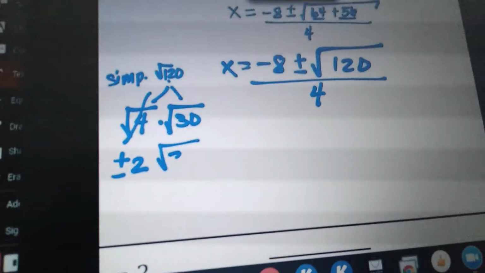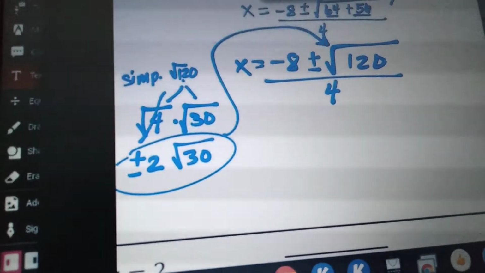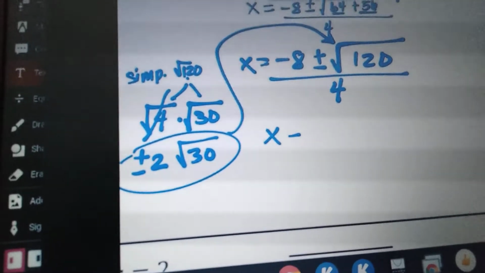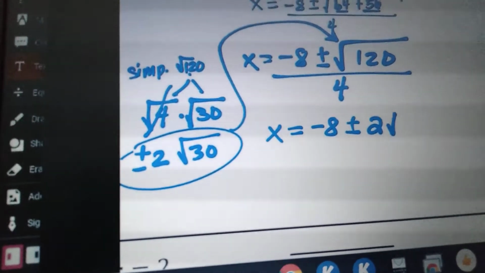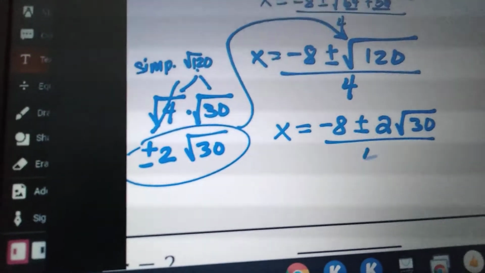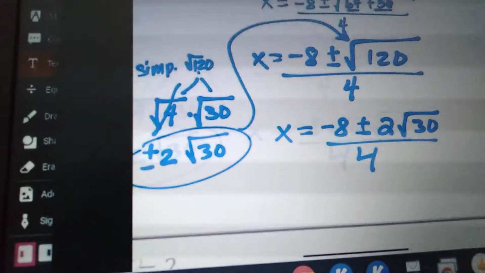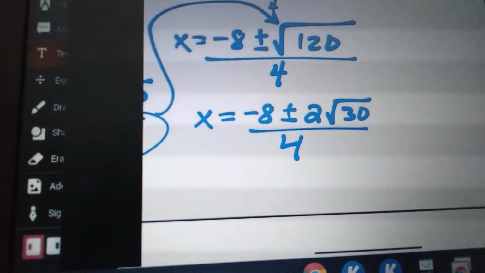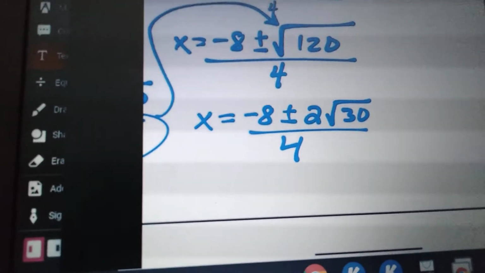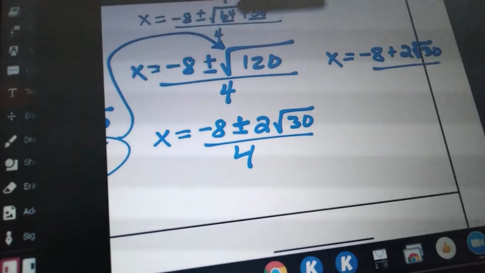Good. Radical 30. So I put this answer over 4. So I get x is equal to negative 8 plus or minus 2 radical 30 all over 4. Everybody understand? Good. What are my two zeros? What are my two roots? Well, they are x equals negative 8, let's do the plus, plus 2 radical 30 over 4.